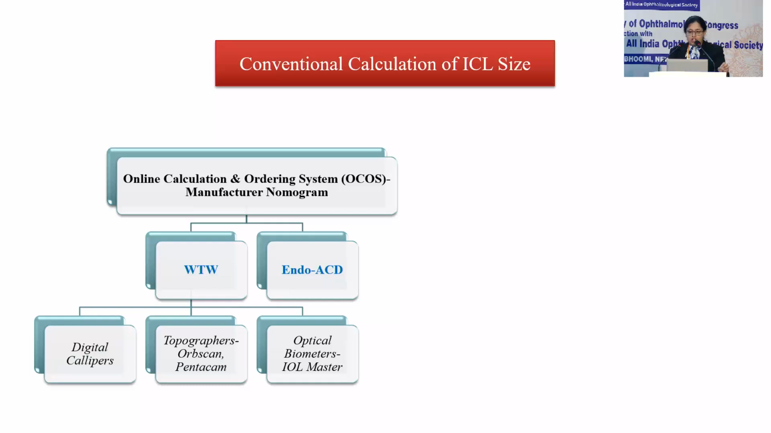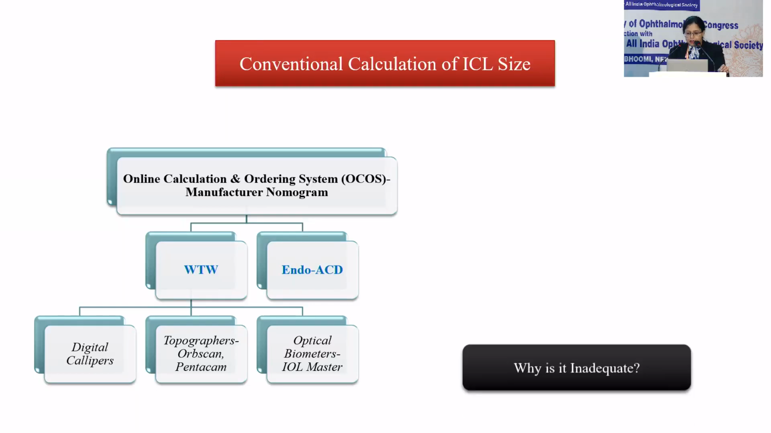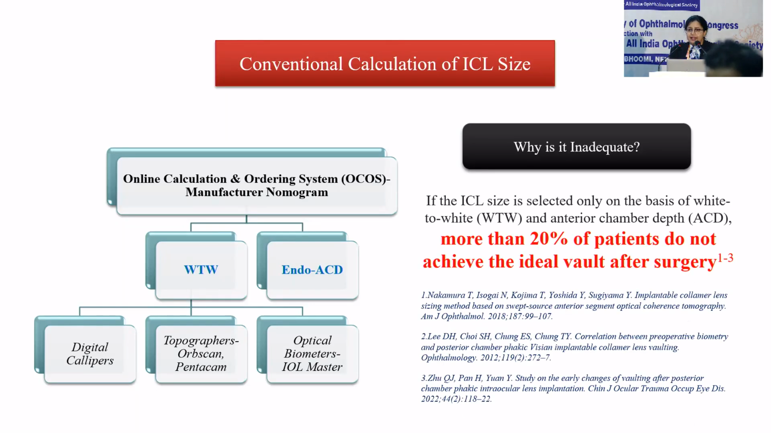So what is conventionally used and recommended by the manufacturers is an online calculation and ordering system, which is based on the white to white and endo ACD, and the white to white is measured by calipers, topographers or optical biometers. So why is it inadequate?